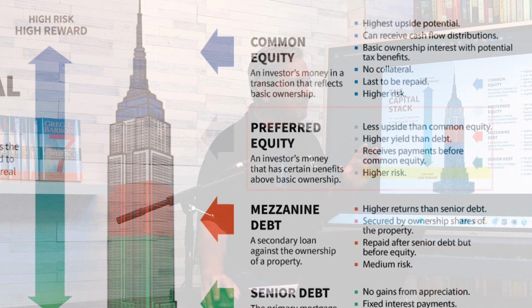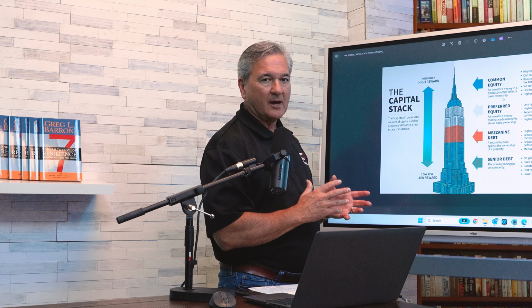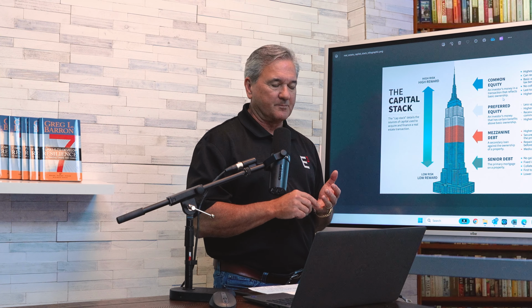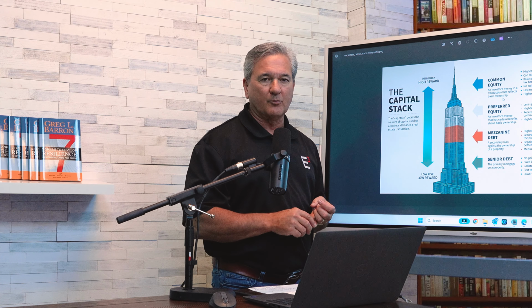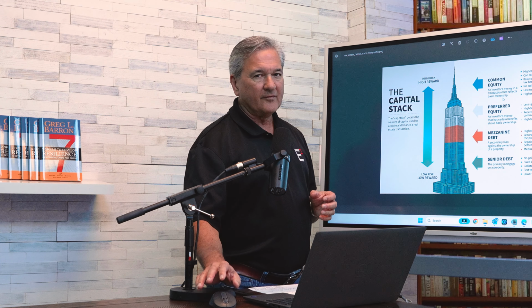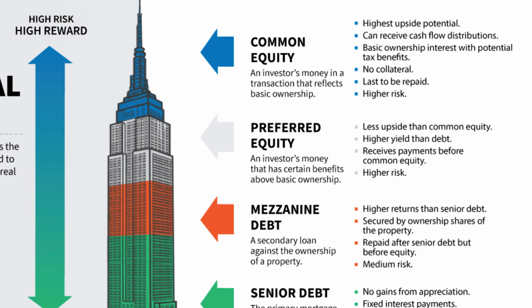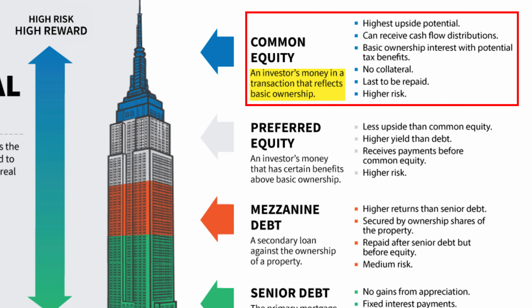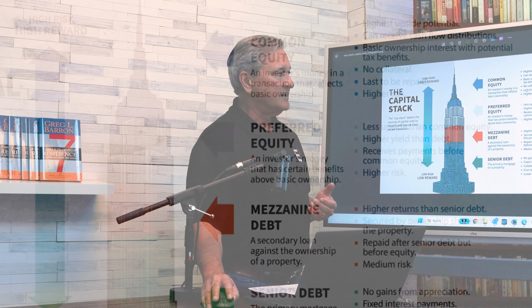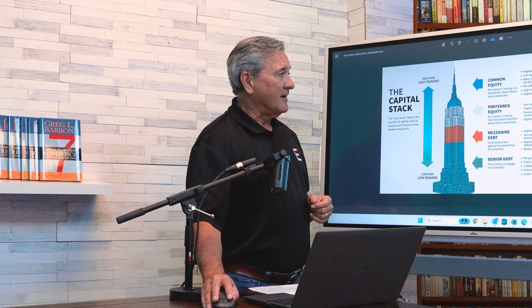Now, where most people park it is in common equity. That's people like me. That's sponsors and that's investors. That's general partners or limited partners. They own shares in the particular project. This is an investor's money in a transaction that reflects basic ownership. It is the highest upside potential. It can receive cash flow distributions, has basic ownership interest with potential tax benefits. That's a biggie, by the way.